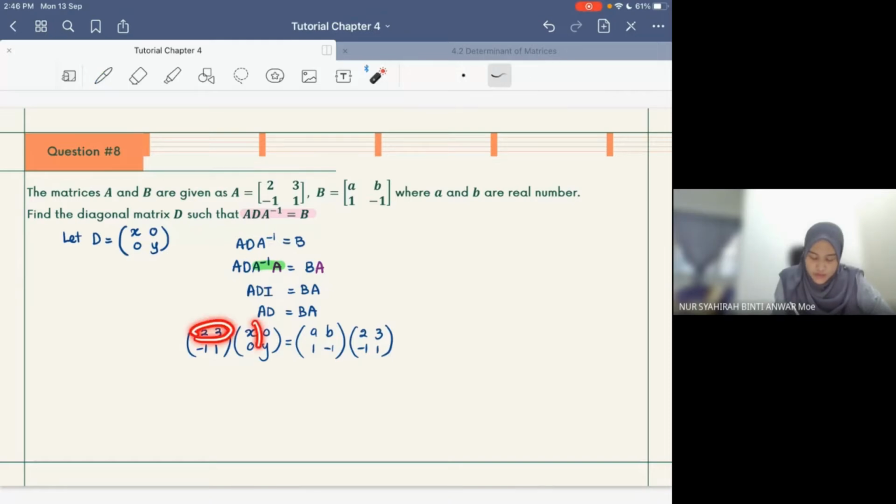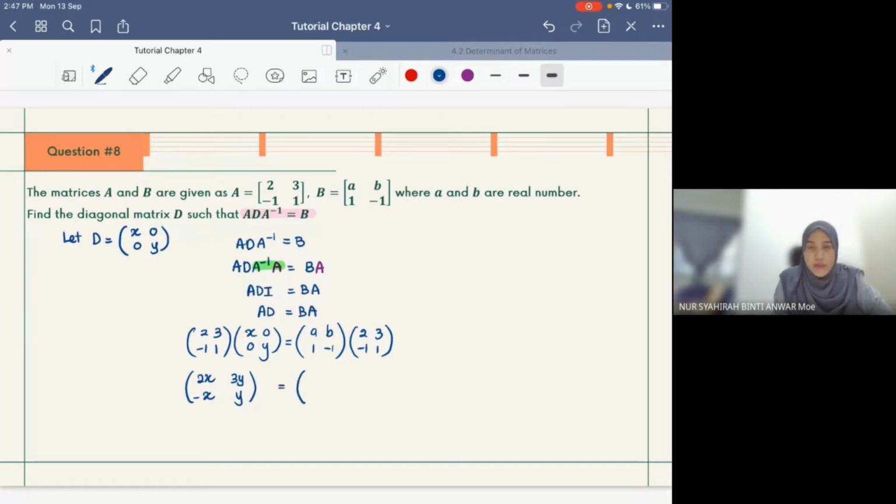First row darabkan dengan first column, 2 darabkan dengan x will be 2x and 3 times by 0 will be just 0, so tak ada masalah. And then kat bawah ni elemen dia adalah negative 1, 1 darabkan dengan x0. So negative 1 times by x will be negative x dan 1 times by 0 will be 0. So itu sahaja. And then kita buat pula second column. So 2 darabkan kosong will be kosong. Tambah dengan 3 darab dengan y will be 3y sahaja. Dan last sekali negative 1 times by 0 will be 0. 1 times by y will be y only.